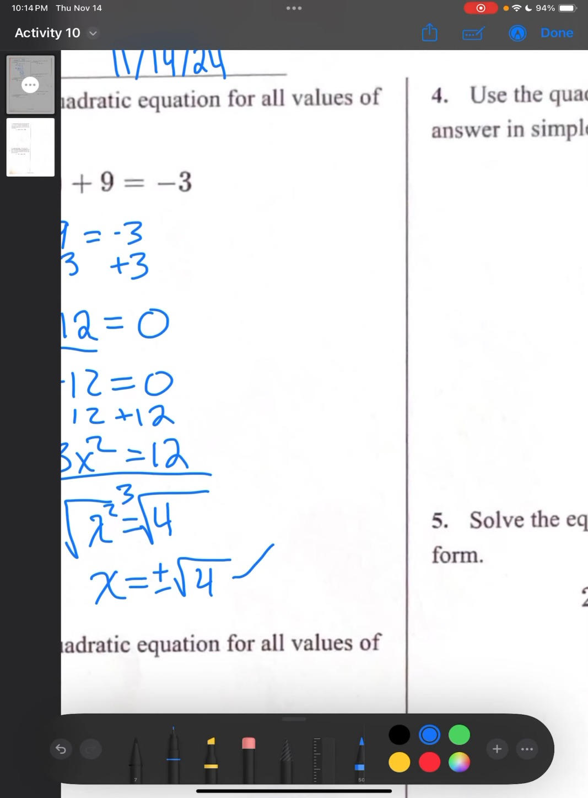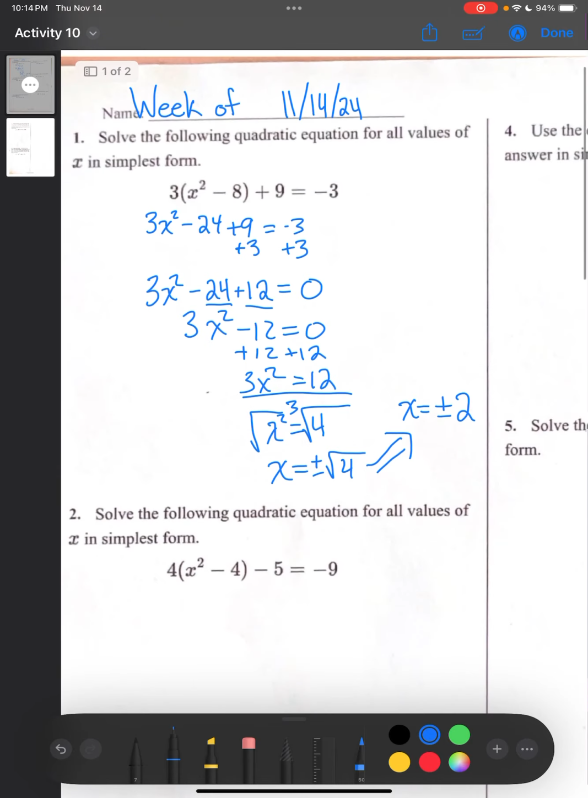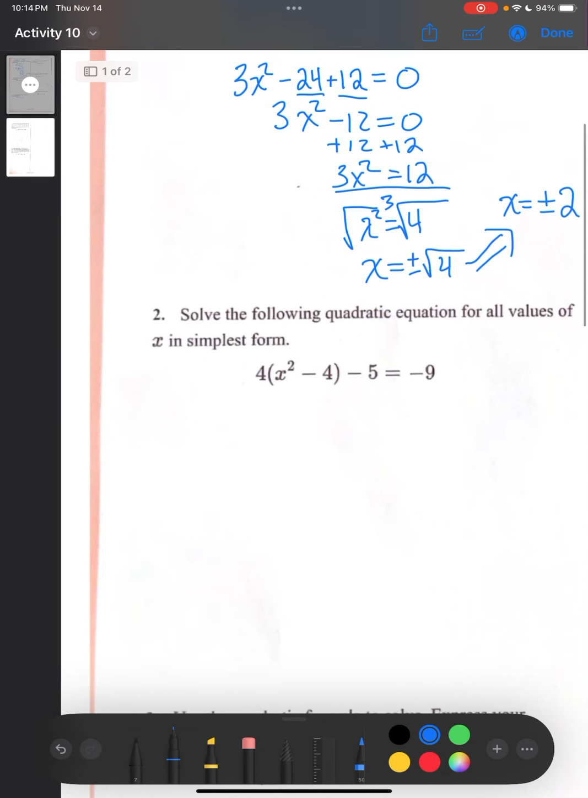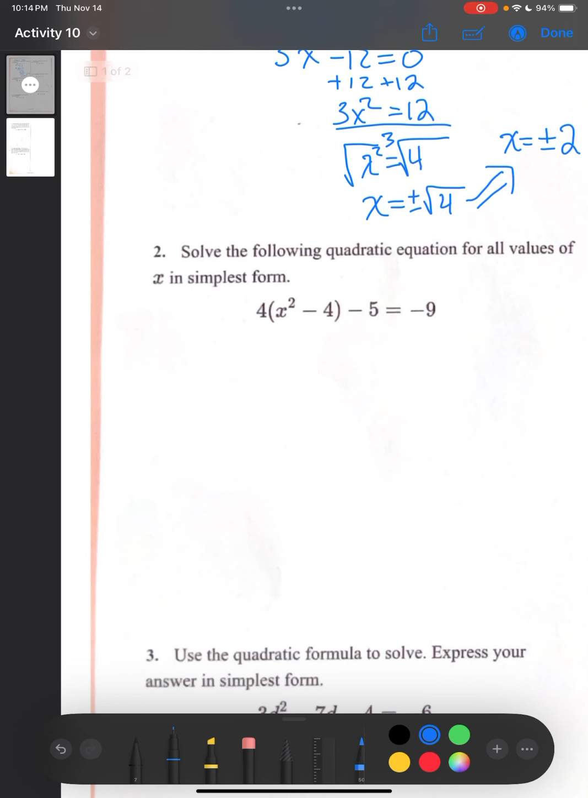We can simplify that even further, right? Because 4 is a perfect square. We can get x equals positive or negative 2. So if you are having any issues with this, please let me know on those steps. So we're just going to kind of go to the next one. It's a similar way of trying to get x on its own.